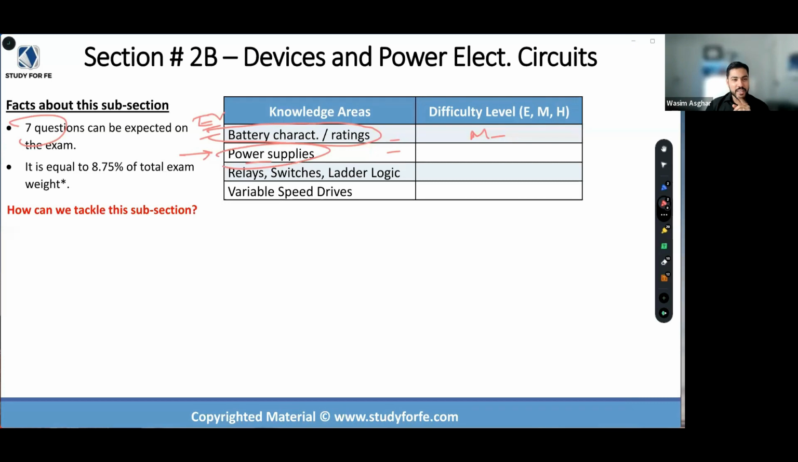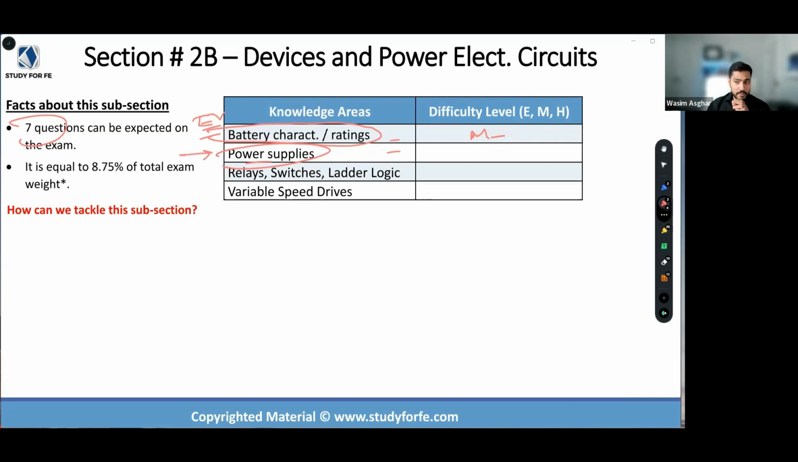But yeah. So anyways, coming back to this, the last thing I was going to say was that when you look at the NC sample exam, how many questions did they have from power supplies or power electronics? They had 6 questions, 6 or 7 questions.